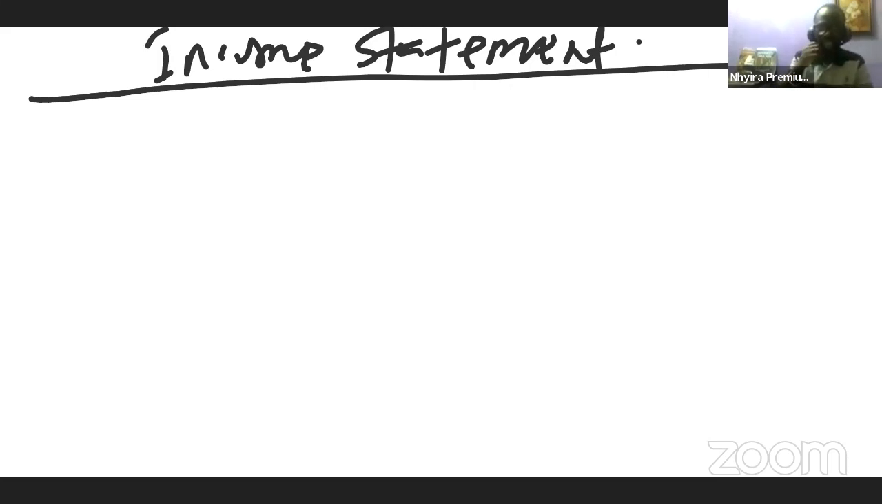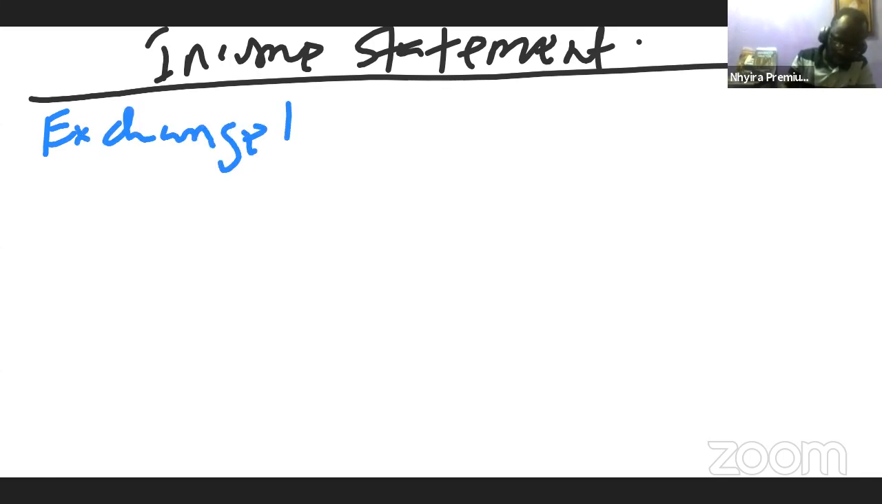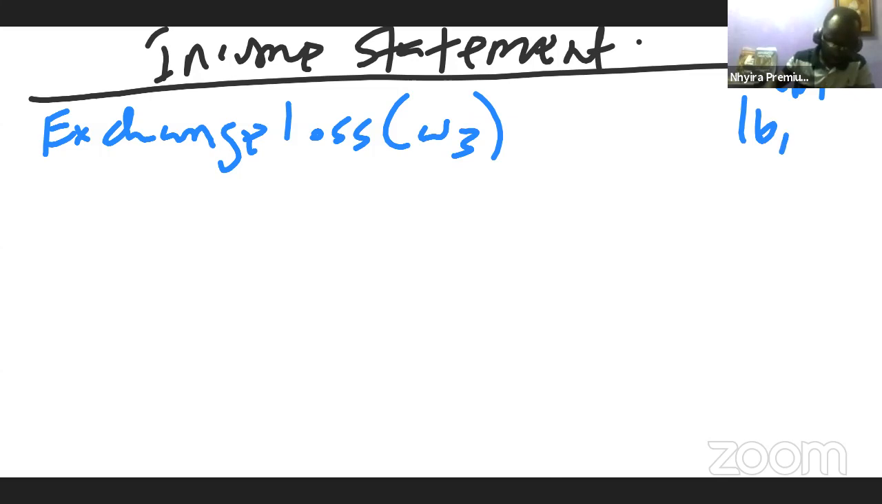So let's look at the income statement. In the income statement, we said our exchange loss will be brought from our workings. That was the third working. And we had 16,000. No, it's in Ghana cedis. So we're working in Ghana cedis now. 16,750. So that's the income statement.